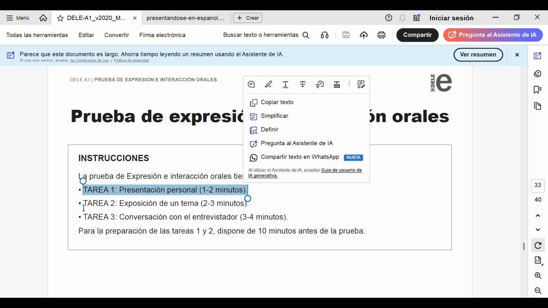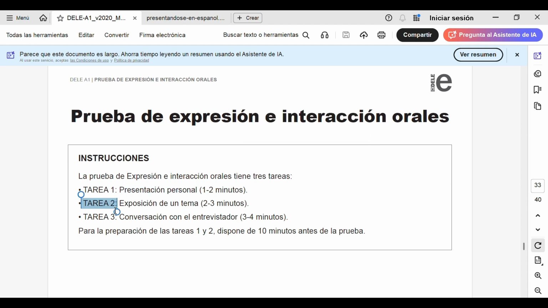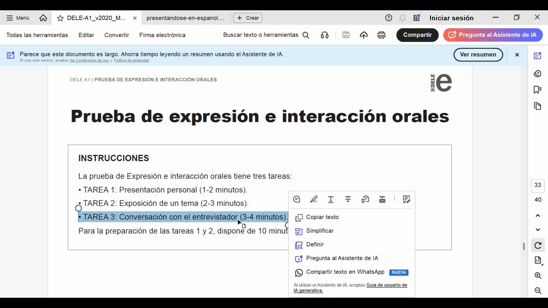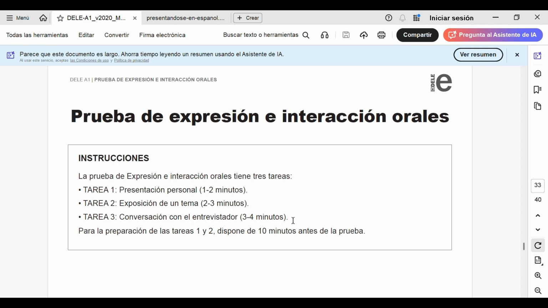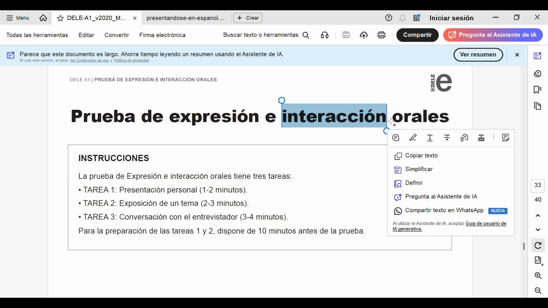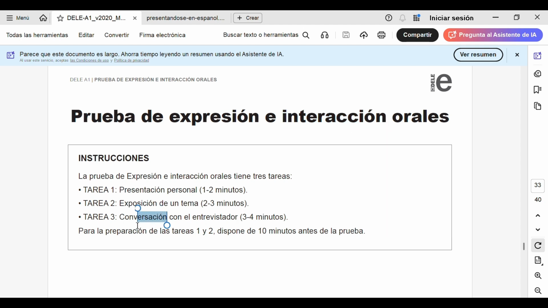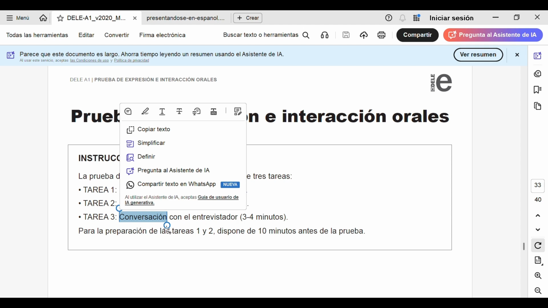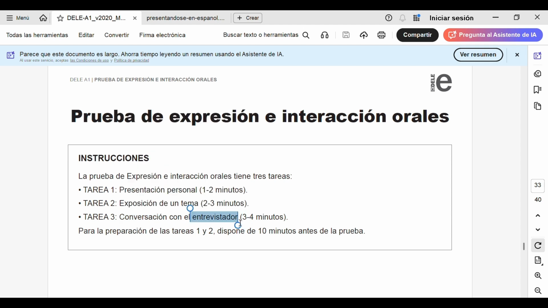Then, tarea número 2, exposición de un tema, 2 o 3 minutos. Y en tarea número 3, conversación con el entrevistador. So it's here when you will have to do that interaction, okay? Because here we have conversación. So you will need to make that conversation with the person that is interviewing you.